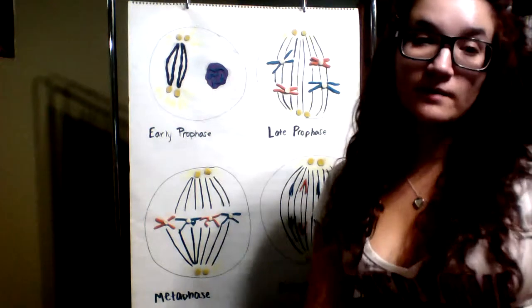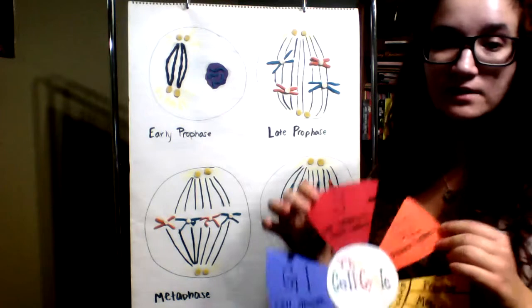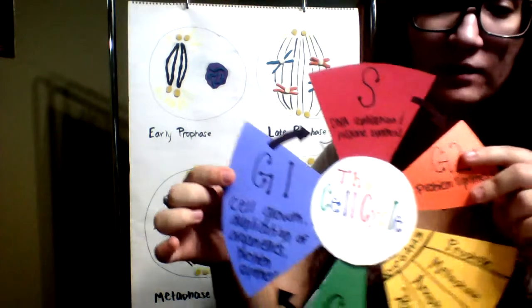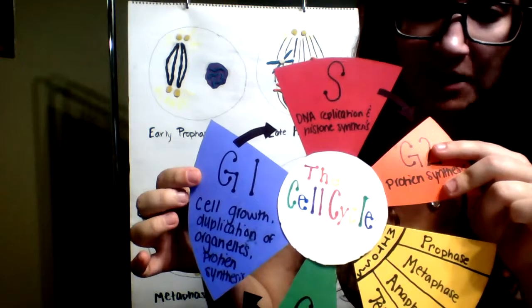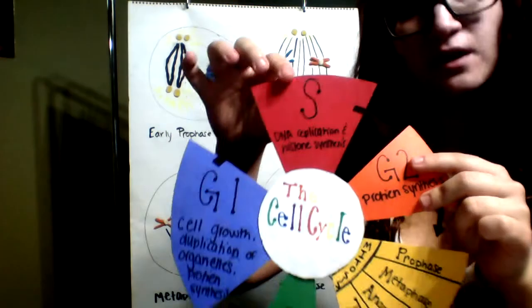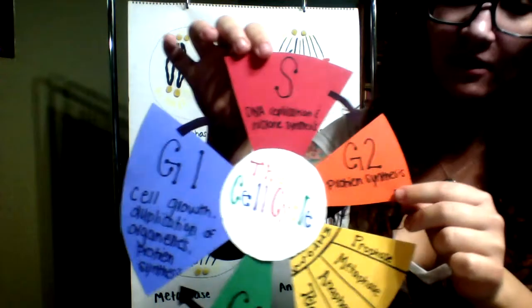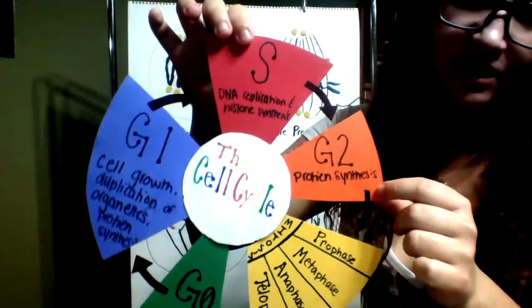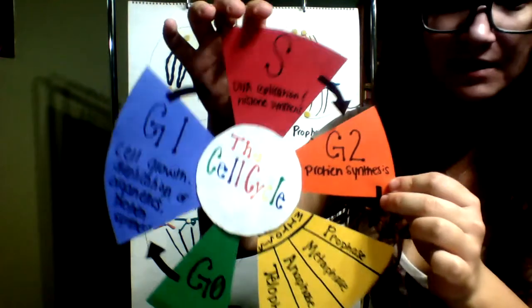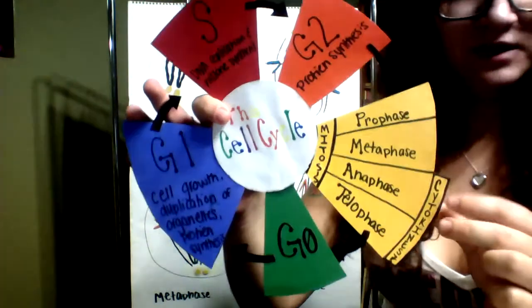We are going to talk about mitosis, but first I want to go a little bit over the actual cell cycle. It starts in G1 with cell growth, duplication of organelles, and protein synthesis, and then it moves on to the S phase where DNA is replicated and histones are synthesized, to G2 where final protein synthesis is completed, and then actual mitosis, which is going to be the focus of this video today.